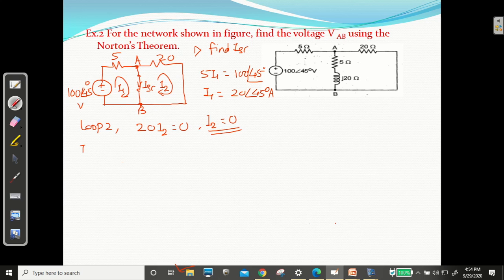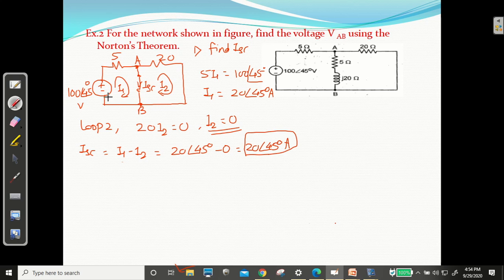So what is the value of ISC? ISC equals I1 minus I2. See, I1 is going downward here and I2 upward, so I1 minus I2. So how much is it? 20 of the angle 45 degree minus 0, equal to 20 of the angle 45 degree. That is the answer. I got ISC.